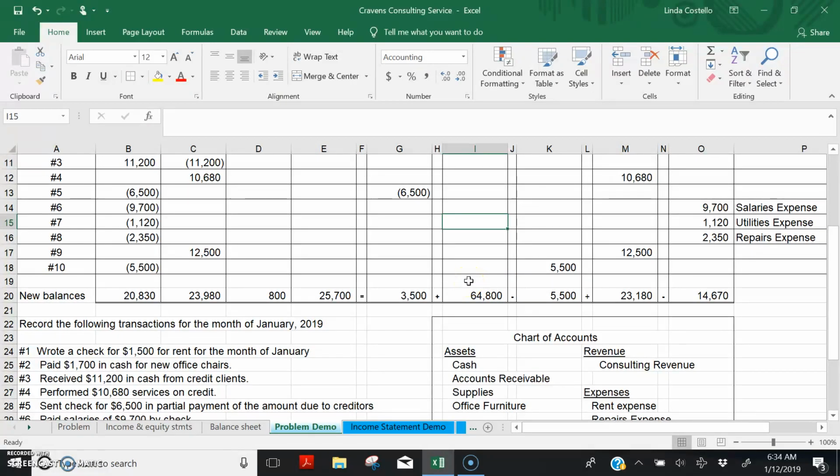Well, that's all for this lecture. In the next Chapter 2 video, we'll use this spreadsheet to prepare financial statements for Cravens Consulting Company.